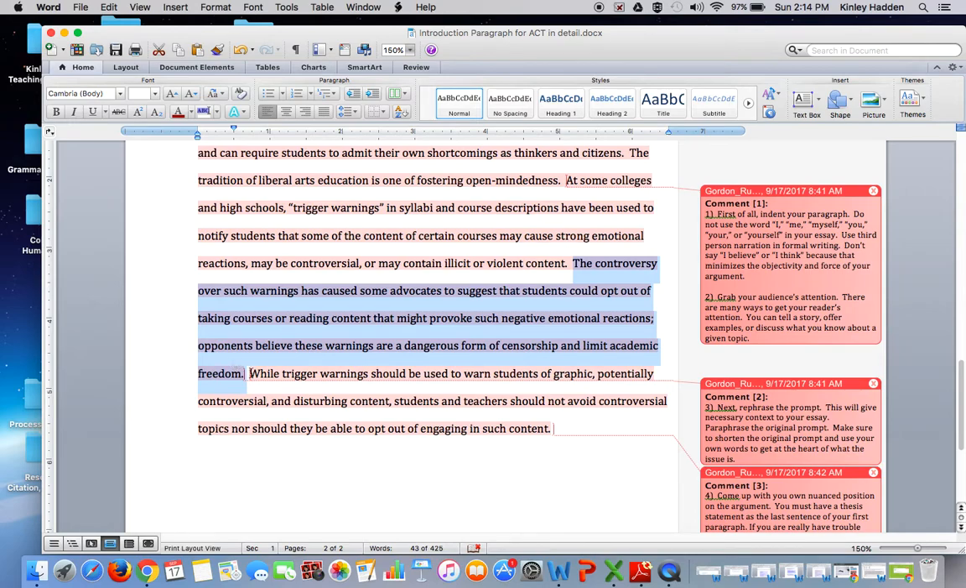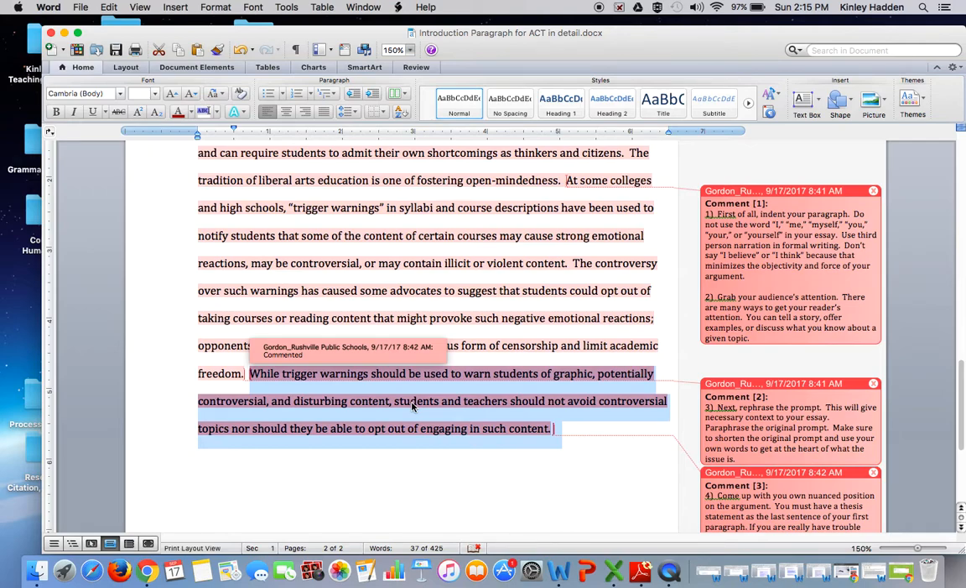And then the last sentence is a complex sentence. While some people think this, or while this is true, I'm conceding something, I then clarify my position. I say trigger warnings should be used in classes, but I don't believe that should prevent teachers from having controversial discussions in class, and I don't think it should be an excuse for students to opt out of doing assignments. So I've created a very nuanced, that is specific and complex, way of thinking about the topic.